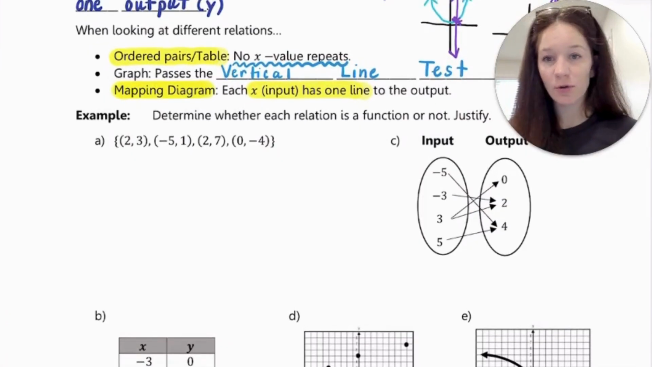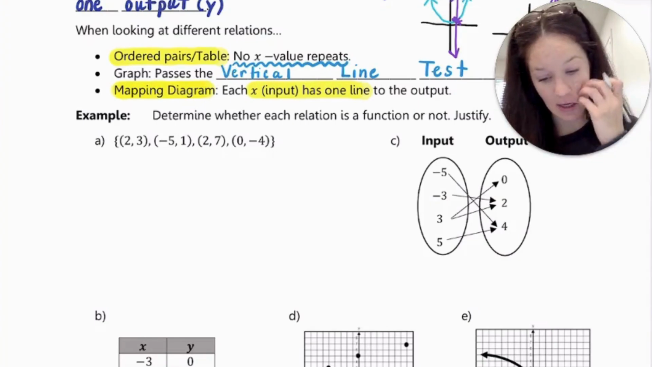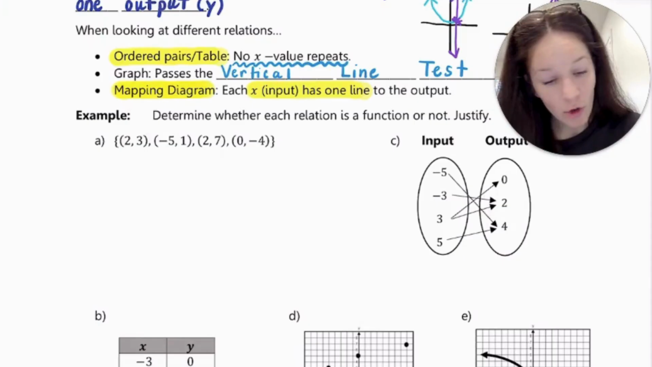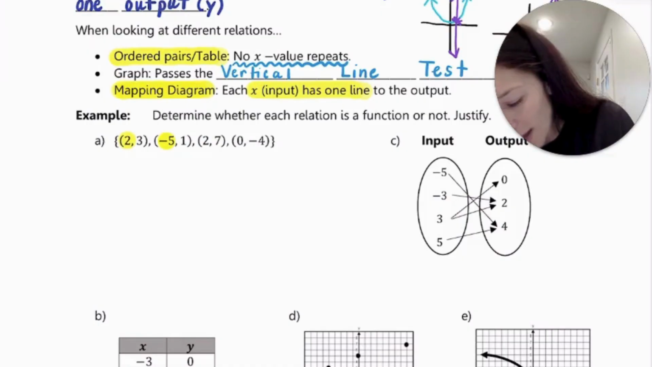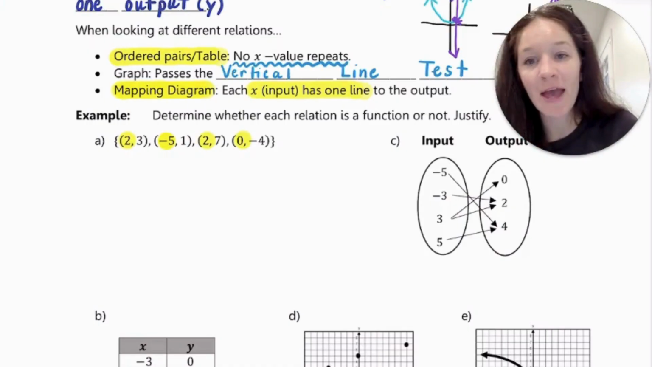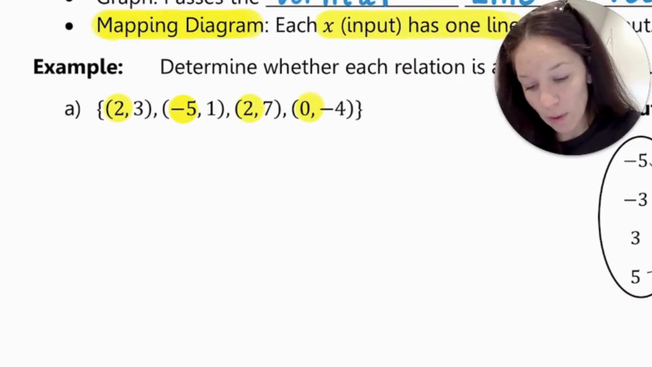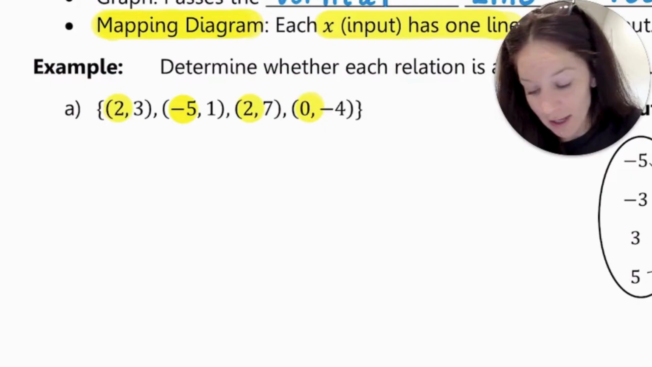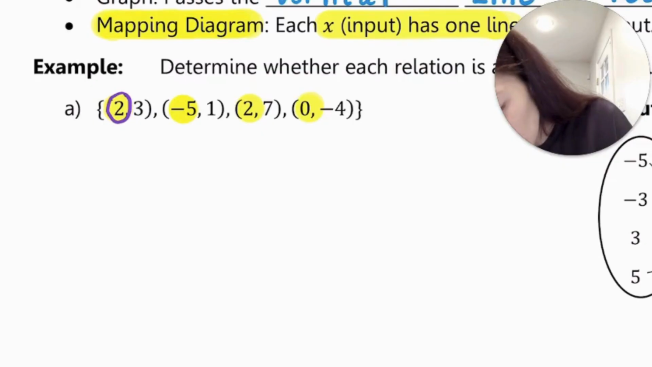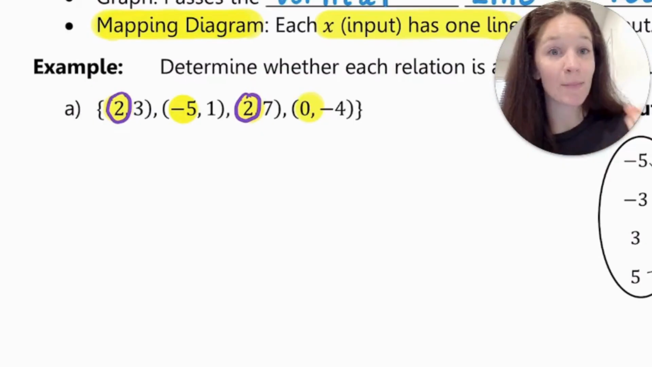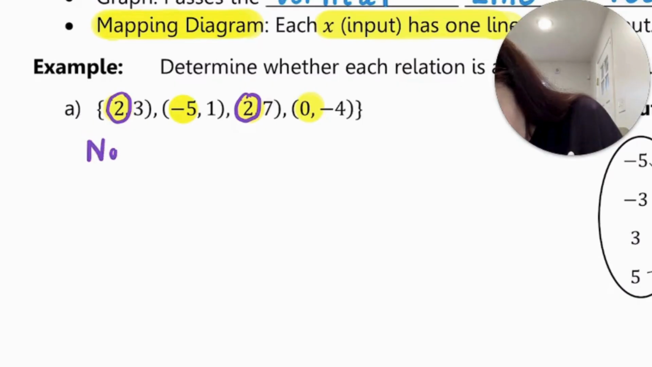We'll look at these first two. We're going to go A, C, and then we'll go B, D, E, just so I can work from left to right here. So the first one, we have an ordered pair. So remember, we don't really care about the y's, we care about x. And we want to see if any of those x values repeat. So I'll even zoom in here. Okay, and I see 2, -5, 2, and 0. So I see that the 2 repeats, right? I see 2, 3, and I see 2, 7. Therefore, this is not a function.